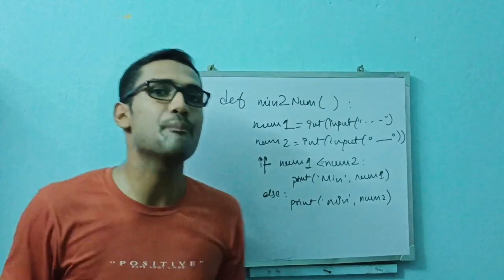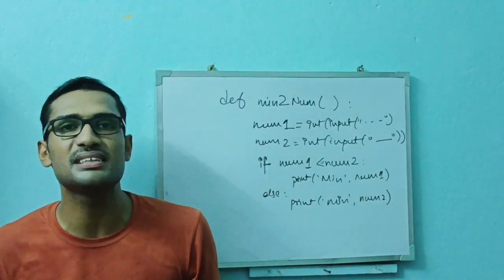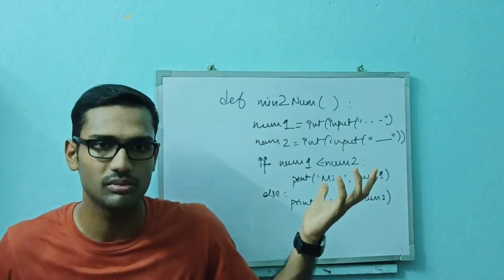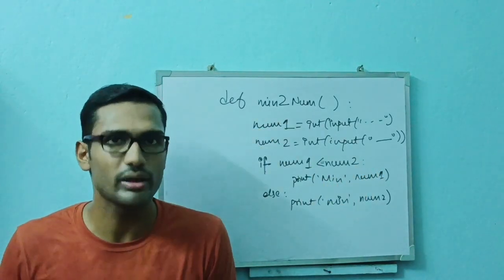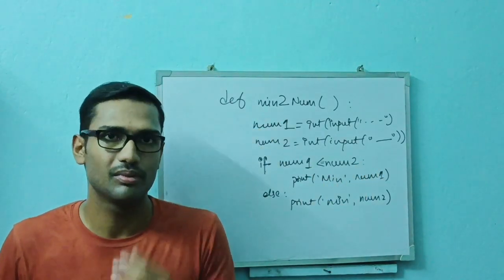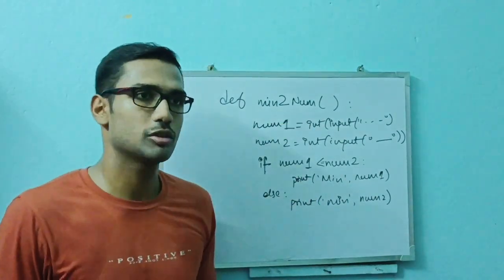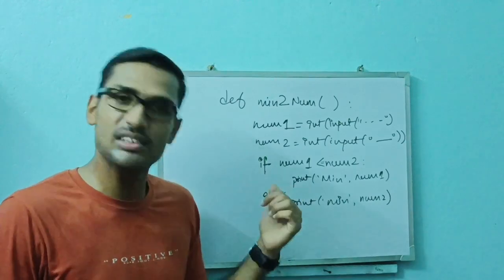Okay. Now the second important point: how many return keywords can be present within a function? The answer is zero or more. Yes, as we can see here, we don't have any return statement. So still the function is working fine.